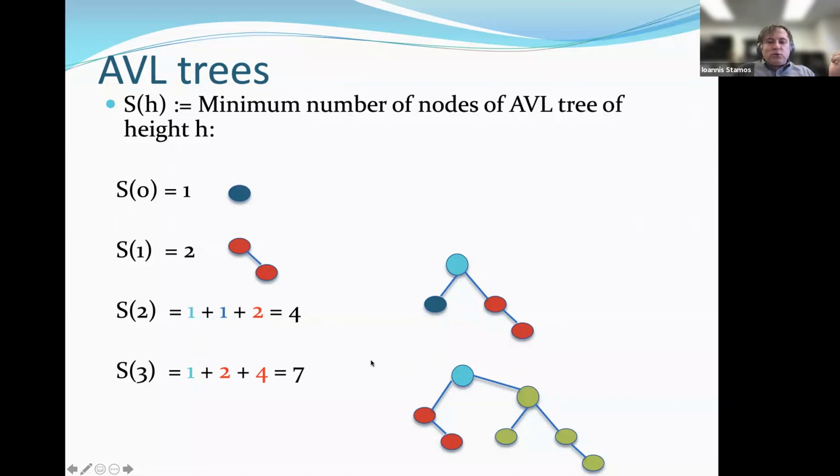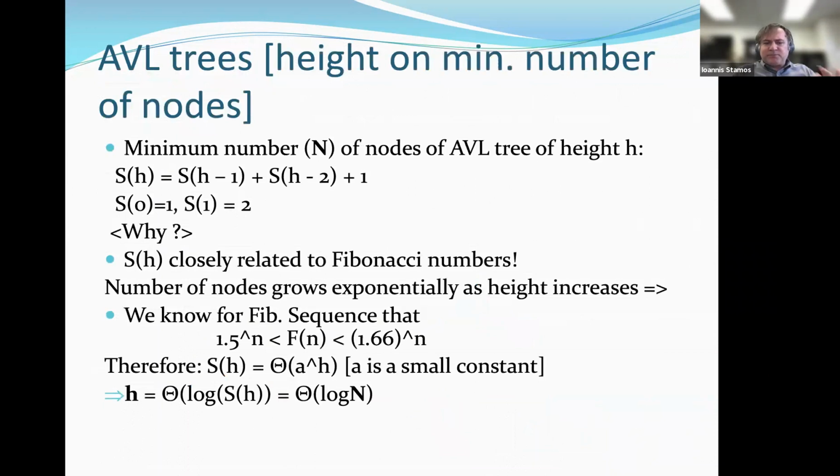And if you want to go to height 3, again, you add the root. To the left, you add the minimum AVL tree of height 1, and to the right, you put the minimum AVL tree of height 2. So that's a recursive way of building up the AVL tree for minimum height. Okay, so this was discussed in the previous class.